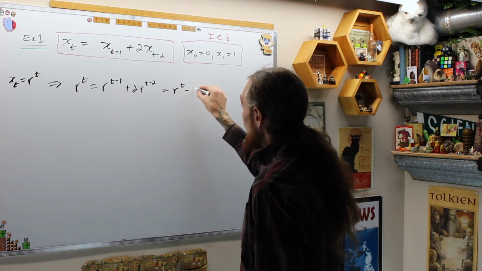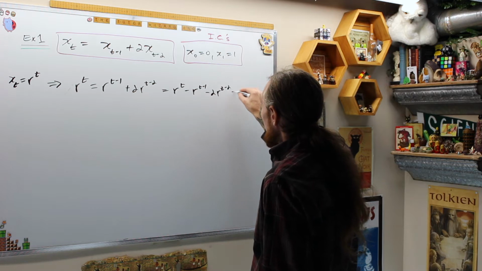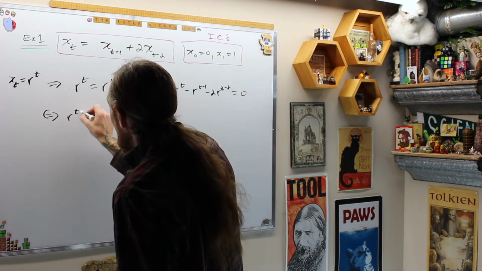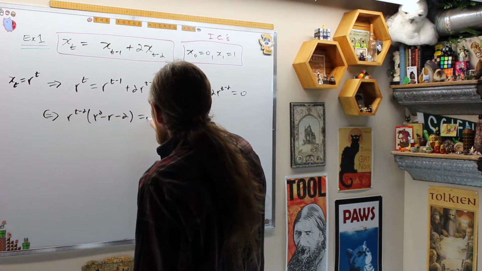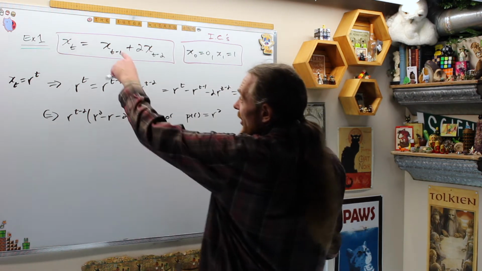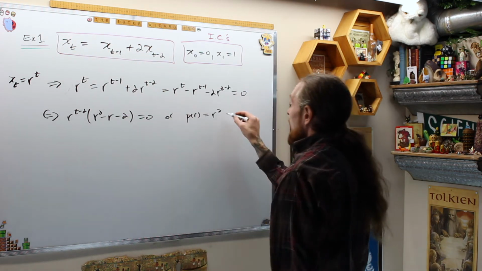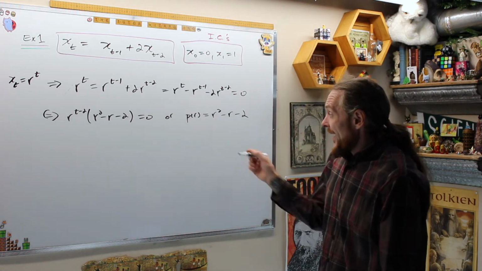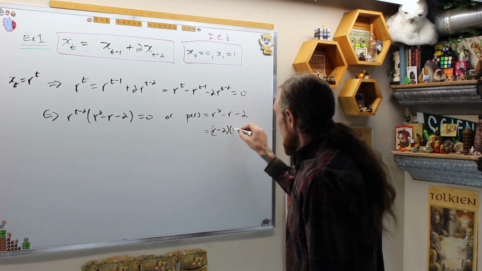This is going to give me r to the t minus r to the t minus 1 minus 2 r to the t minus 2 equals 0. That is if and only if r to the t minus 2 times (r squared minus r minus 2) equals 0. Our characteristic polynomial is, you can just memorize if you want, you move everything over first, and it's this one minus this one minus this one, so r squared minus r minus 2. This is our characteristic polynomial. That factors as (r minus 2)(r plus 1).